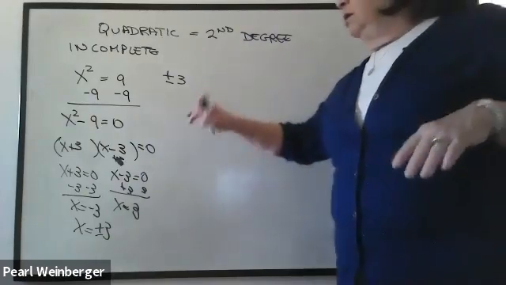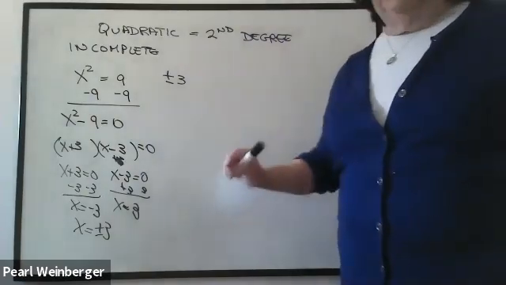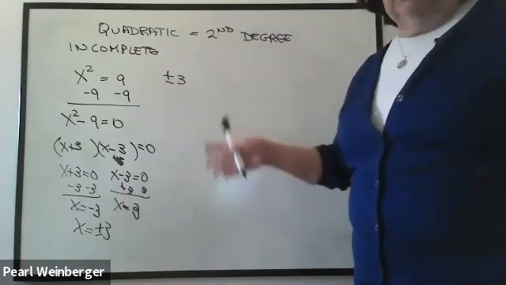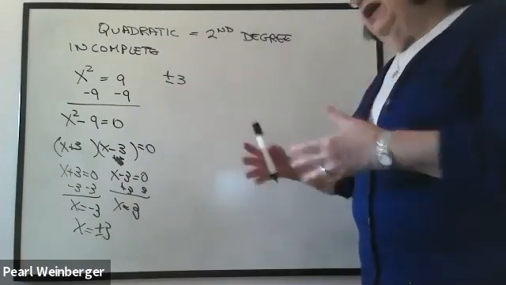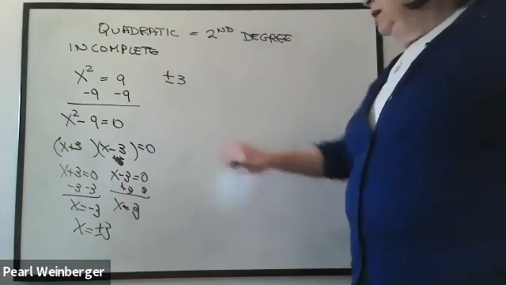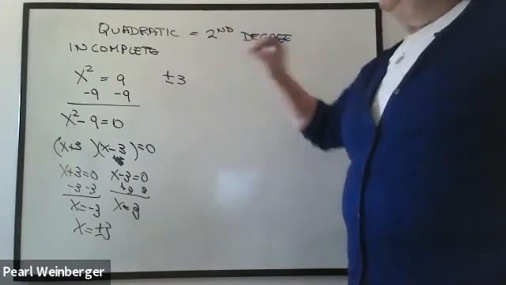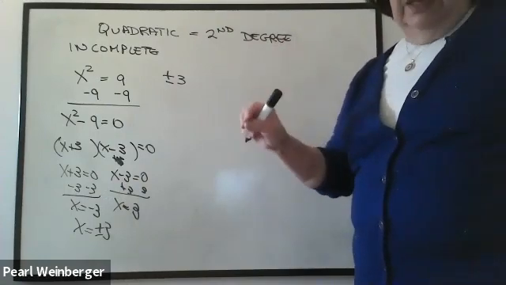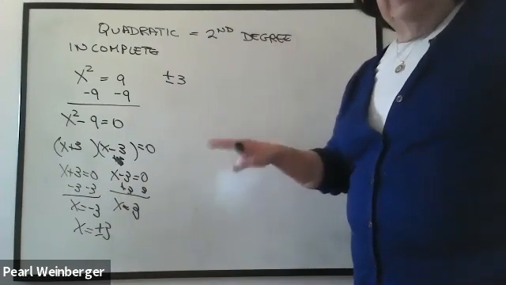Even though it was an incomplete quadratic because it didn't have that term, the method actually worked. We got it equal to 0, we factored, we solved. I'm going to show you a method that can be used to solve these incomplete quadratics very quickly.